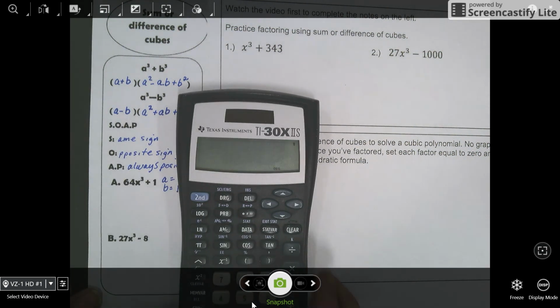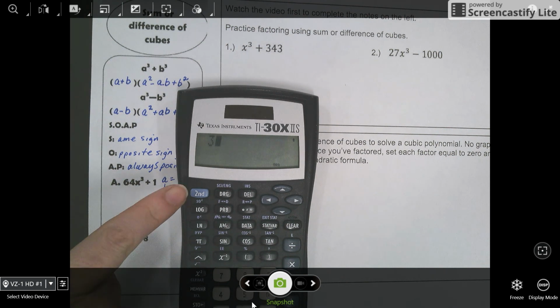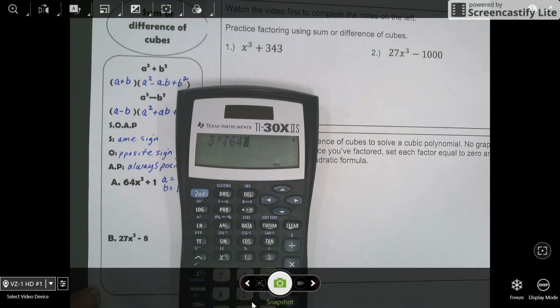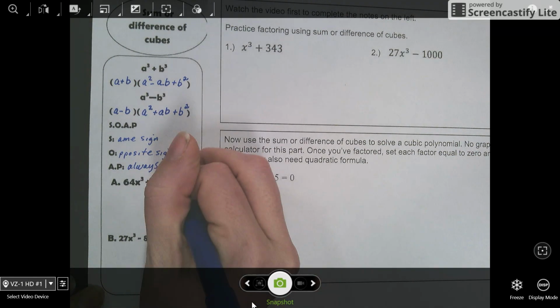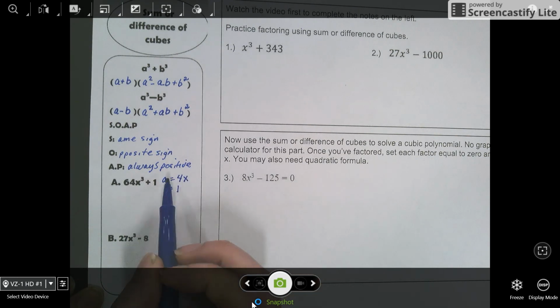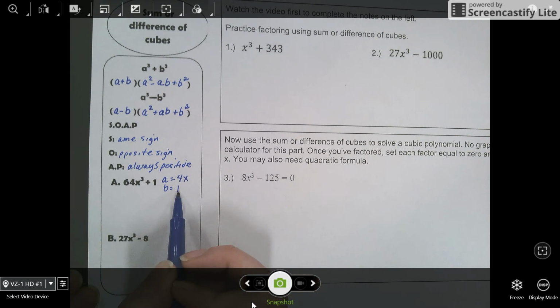So if you take your TI-30 calculator, to get a cube root, there's not one button for that like there is for a square root. So we're going to enter the root, which is 3, second, and then this key right here that looks like X and then a radical sign. So your screen will look like this. So this is cube root. And if I put 64 in here, I get 4. So the cube root of 64 is 4. So A is 4 and the cube root of x cubed is x. So my A is 4x and my B is 1.